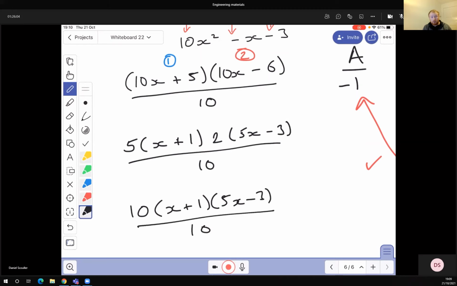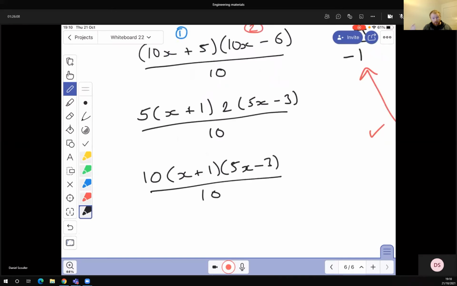Okay, now you can see what we can do. We can cancel out the top line and the bottom, and we're left with a fully factorised expression. Believe me when I say this is as complex as one of these factorizations is going to be.